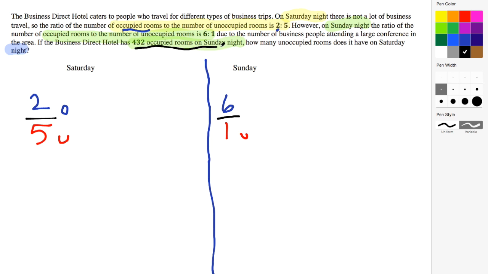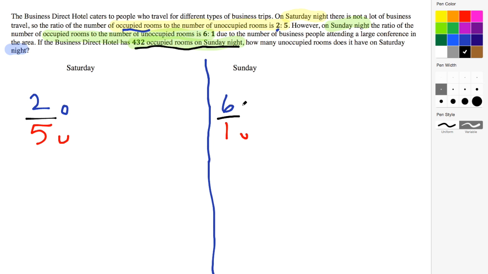432 occupied rooms on Sunday night. So I know the total of occupied rooms on Sunday night. That means occupied, unoccupied. How many unoccupied rooms does it have on Saturday night? Whoa! On Saturday night. I can figure out Sunday night easy, but how am I going to figure out Saturday night? Let's start one bit at a time, shall we?